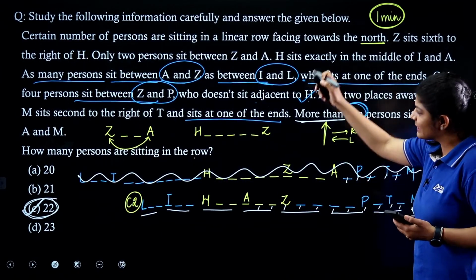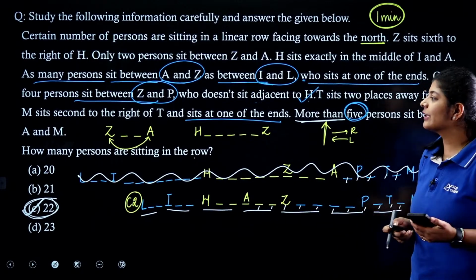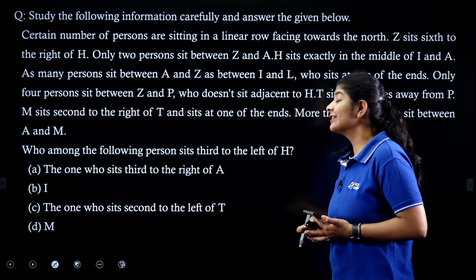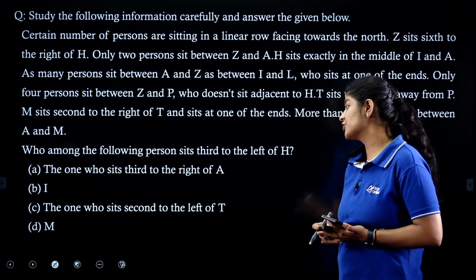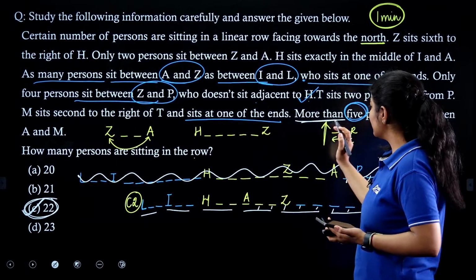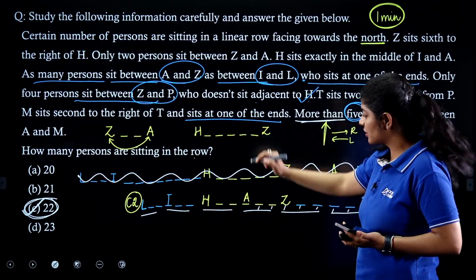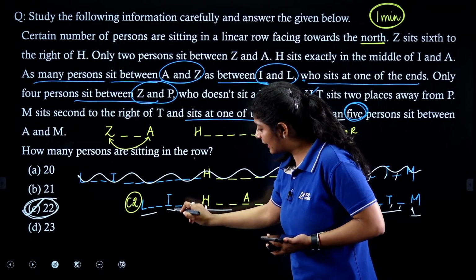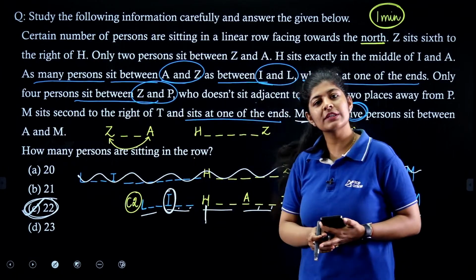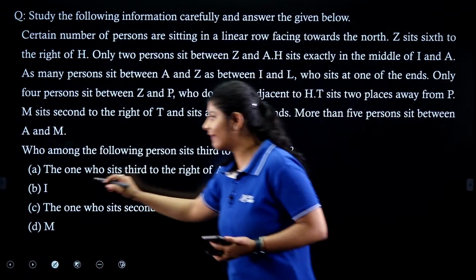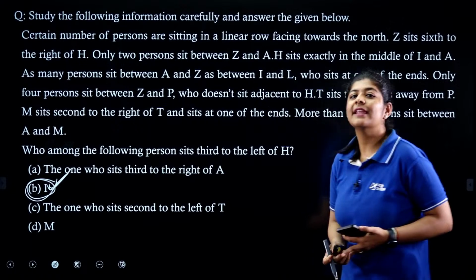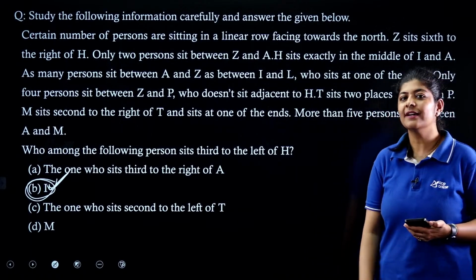Now, on the same data, we are having one more question, and the question is saying who among the following persons is third to the left of H? Third to the left. That means for the left, we need to move in this direction. Here we are having H, first left, second left, and the third left. Who is sitting over here? I. Do we have this in options? Yes, that means option B is the correct one.